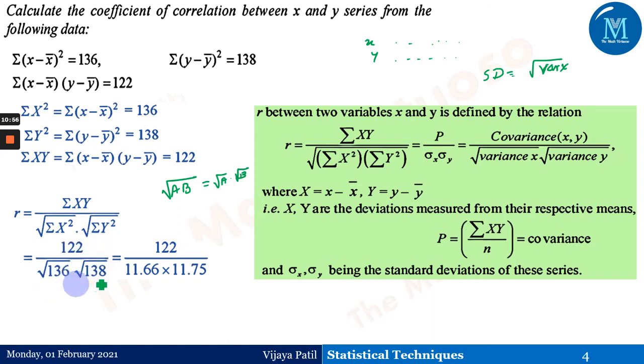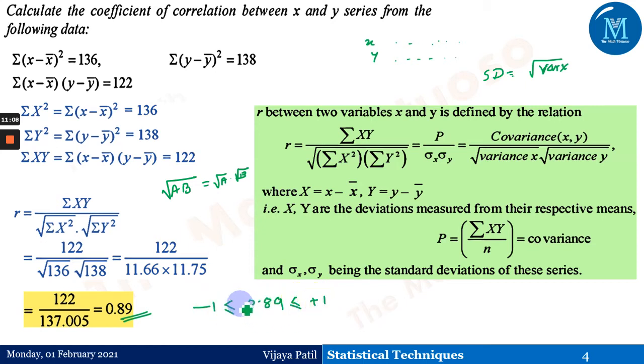So it's 122 upon this, which is equal to this one, so we have got the answer as 0.89. Now again, minus 1 is less than or equal to 0.89, which is less than or equal to plus 1. That means this is my small r, and small r lies between minus 1 and 1. Yes, that is why we have got the correct answer here, right?